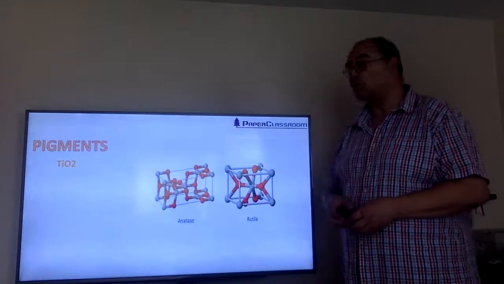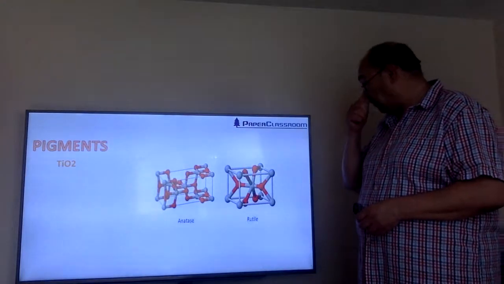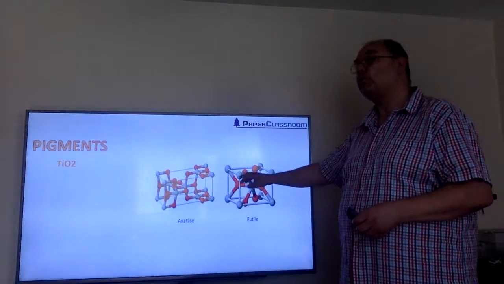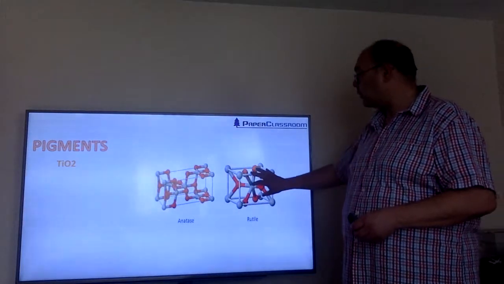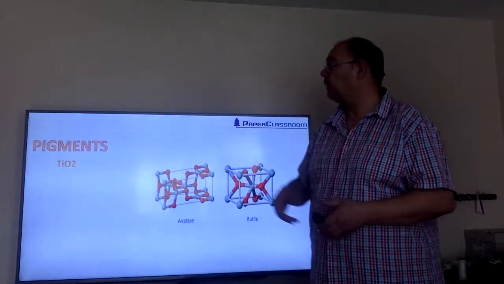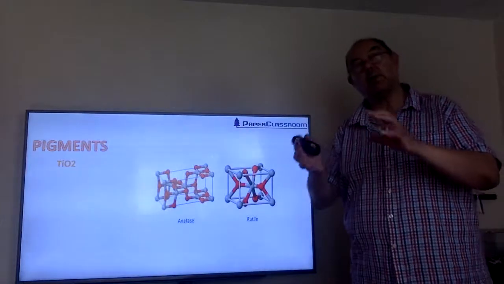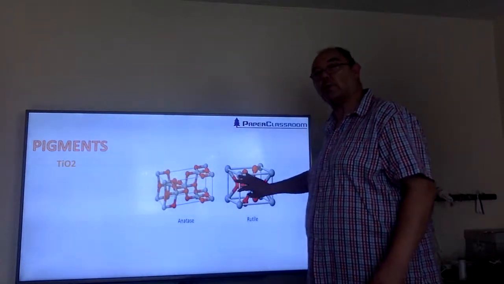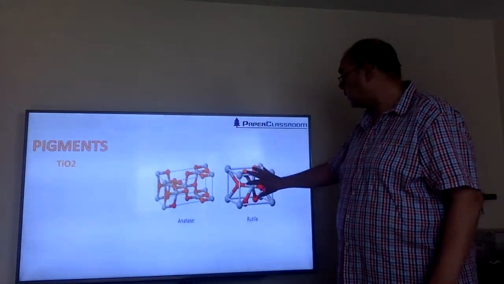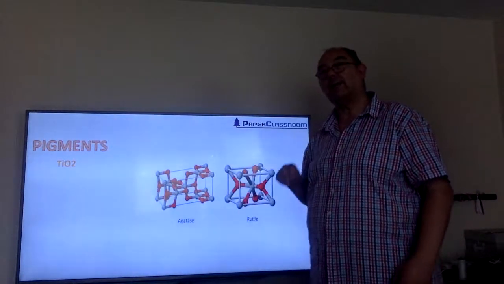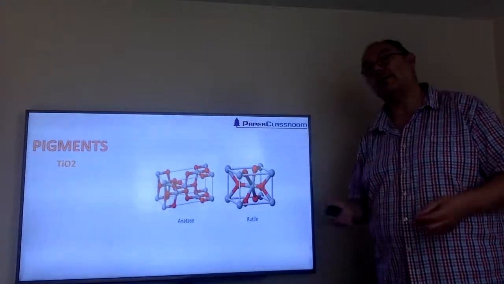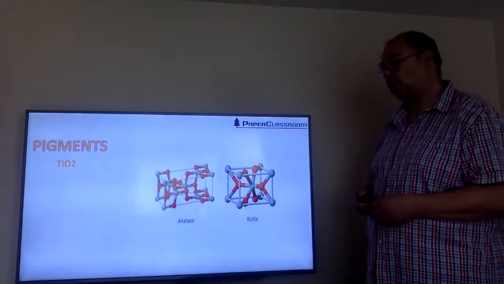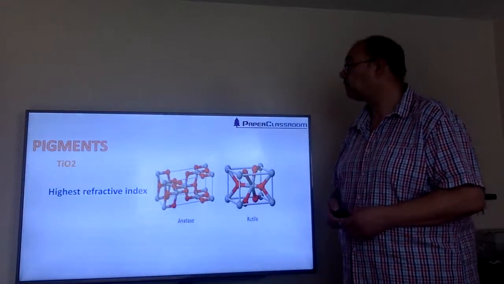TiO2 comes in two crystal structures. One form is anatase, another form is rutile. So because there are two different ways of putting the titanium and oxygen atoms around each other, to give these two crystal structures, they have different volumes, therefore they have different densities and different SGs, different specific gravities, and therefore different refractive indexes.